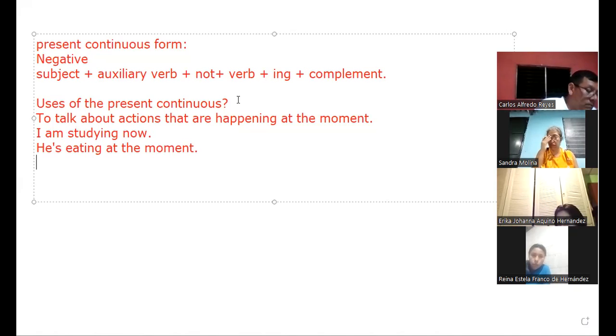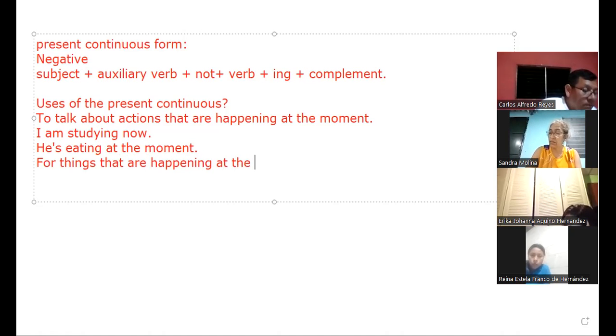O también lo usamos for things that are happening at that time, but we can say, but not at the very same moment. Okay. ¿Qué quiere decir esto?